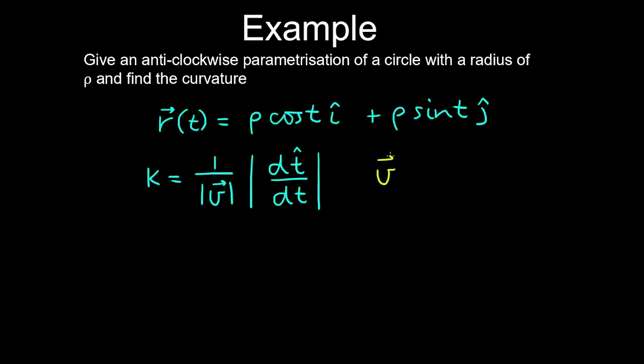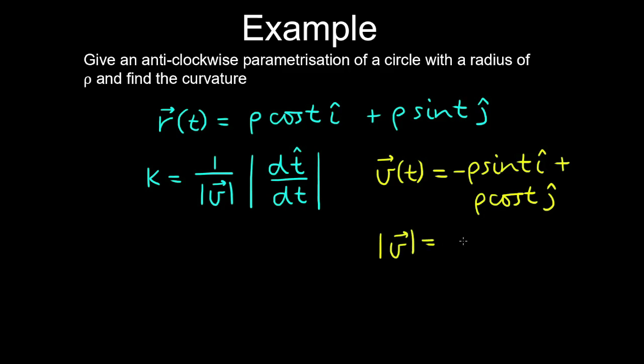So v as a function of t can be obtained by differentiating the position vector function. So we get minus ρ sine t in the i direction plus ρ cosine t in the j direction. So the magnitude of v is the square root of minus ρ sine t squared, which is ρ squared sine squared t, plus ρ cosine t squared. So we have ρ squared cosine squared t. So using the trig identity, we get ρ.